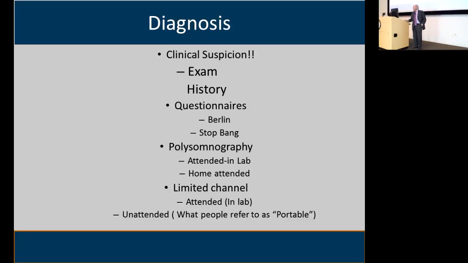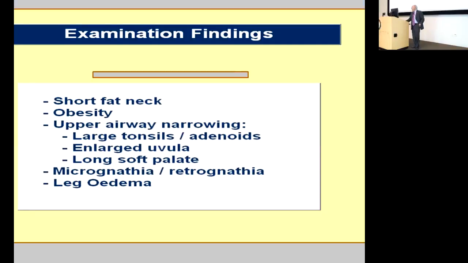And that's typically what we call portable studies. They've become more prominent recently because of the question of cost. So when you examine these people, you can look for these things, including in kids, large tonsils, and micrognathia, retrognathia. I won't tell the dentist what to look for in that, but I know you're very familiar with that. And leg swelling, edema in the leg, can be a hint in an older person. But none of them are perfect.